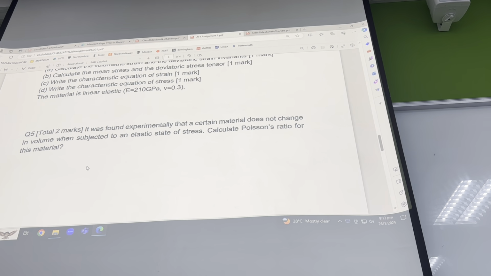So write down the material properties, then try to show the Poisson's ratio. So does not change in volume means what? A material does not change in volume means initial volume is equal to final volume. The material undergoes deformation, but the total volume, there is no change. So initial volume is the final volume.